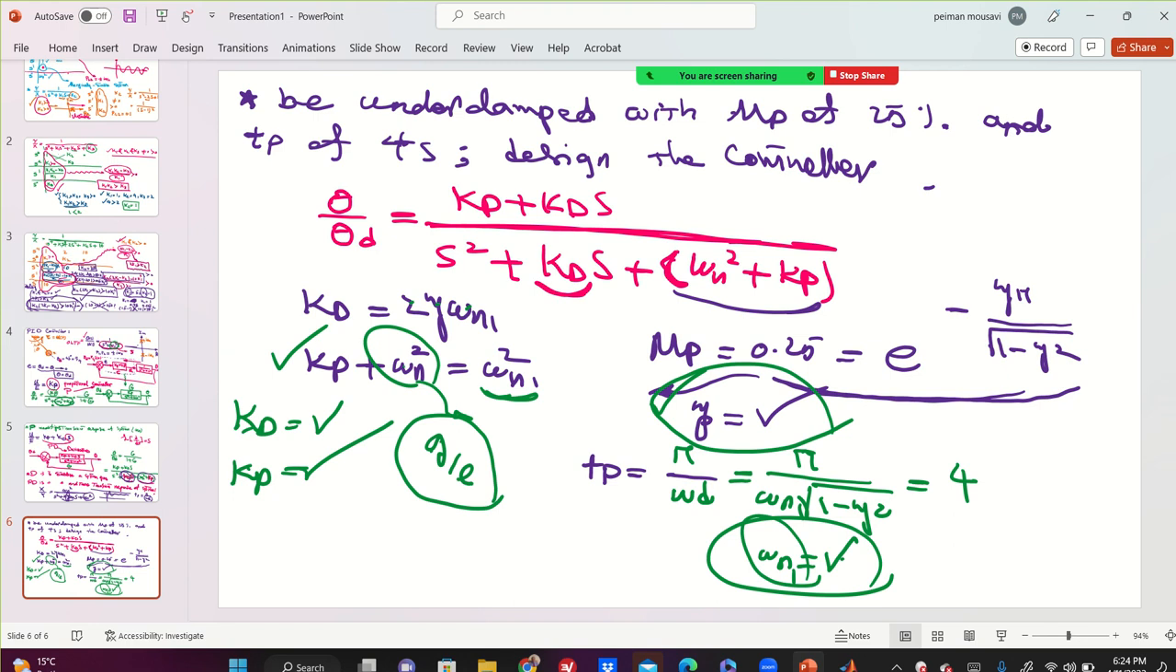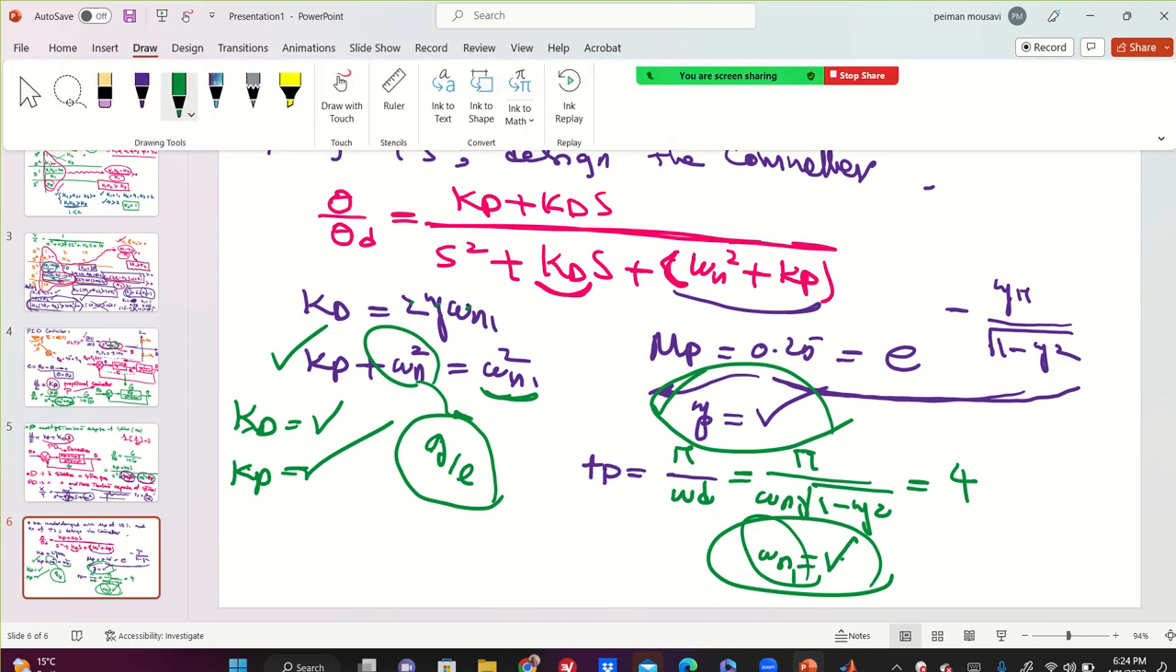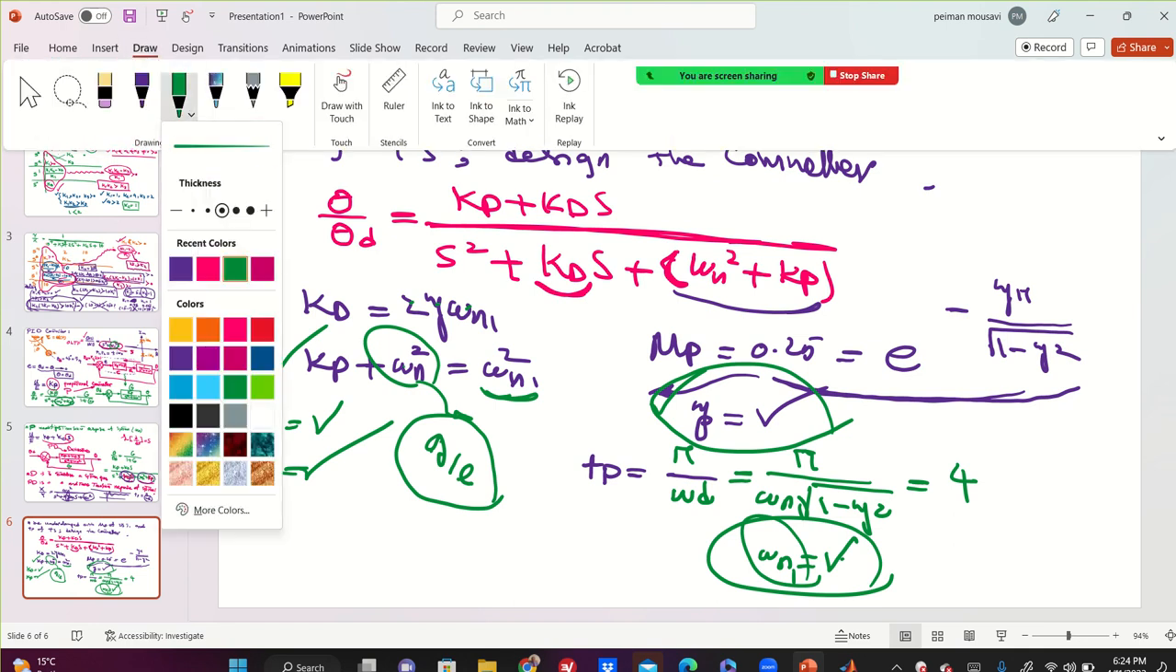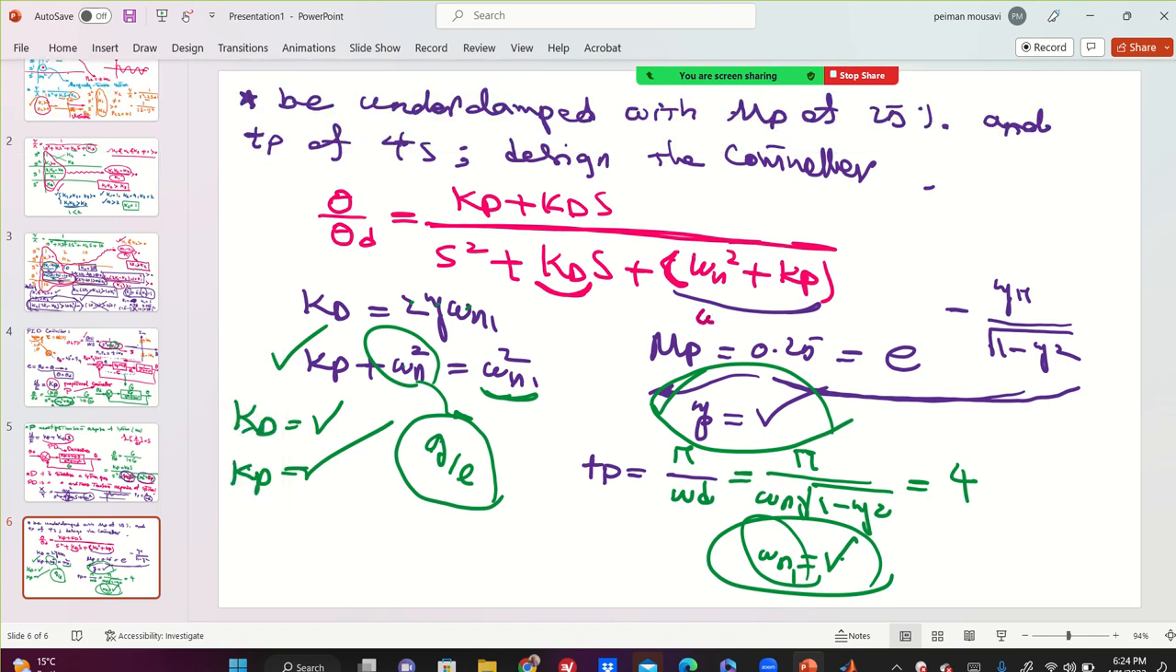Okay? Everybody understand? Yes? Okay, write it down here, because omega n1 squared is all of that. So now, after Kp and Kd, you have designed your PD control.